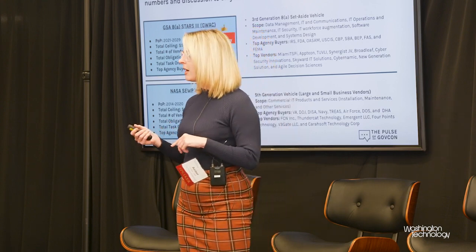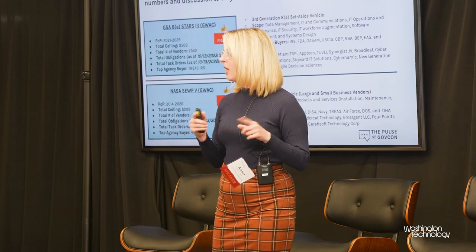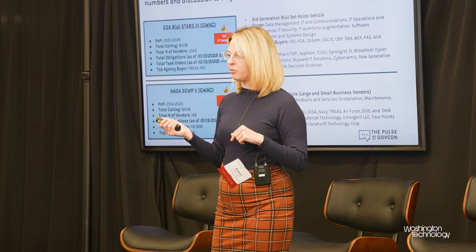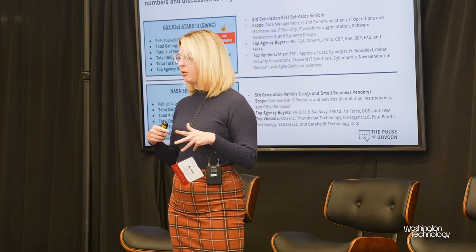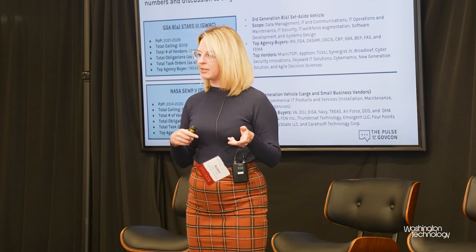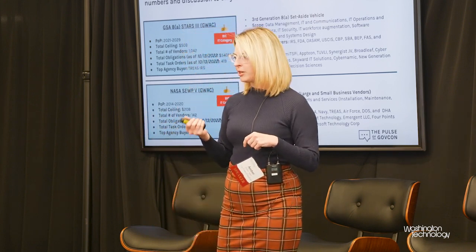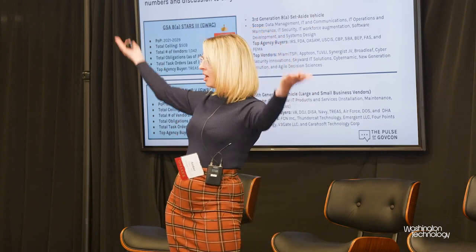Top agency buyer right now on NASA SEWP is actually the VA. And this is a small and large business vendor vehicle with socioeconomic designations as well. And scope looks like commercial IT products and services, including installation, maintenance, and other services like that. Other top vendors are Thundercat Technologies, Emergent, 4 Points Technology, and Carahsoft Technology. Ta-da!